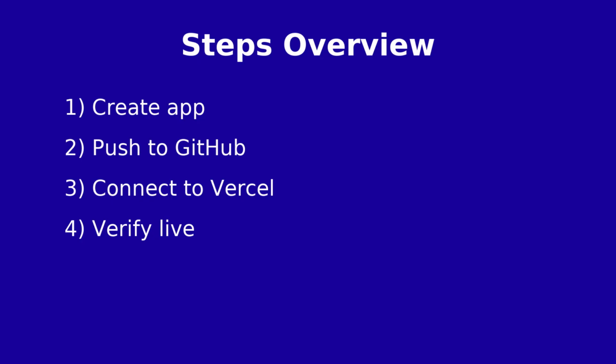Before we dive in, here are the steps we are going to follow to deploy this app. Step 1, we'll create a new Next.js app. Step 2, we'll push the code to GitHub. Step 3, we'll import the repo into Vercel. And Step 4, we'll confirm the build settings and click Deploy. With that roadmap in mind, let's begin with Step 1.